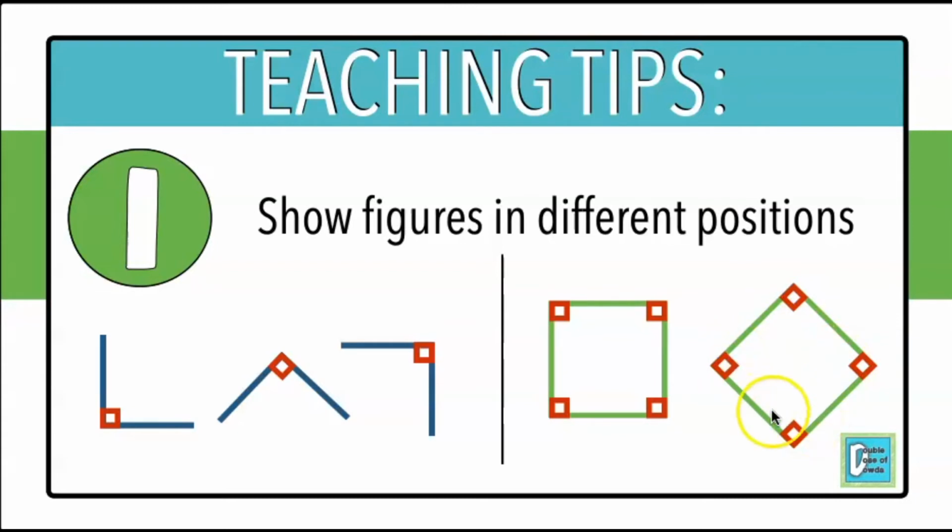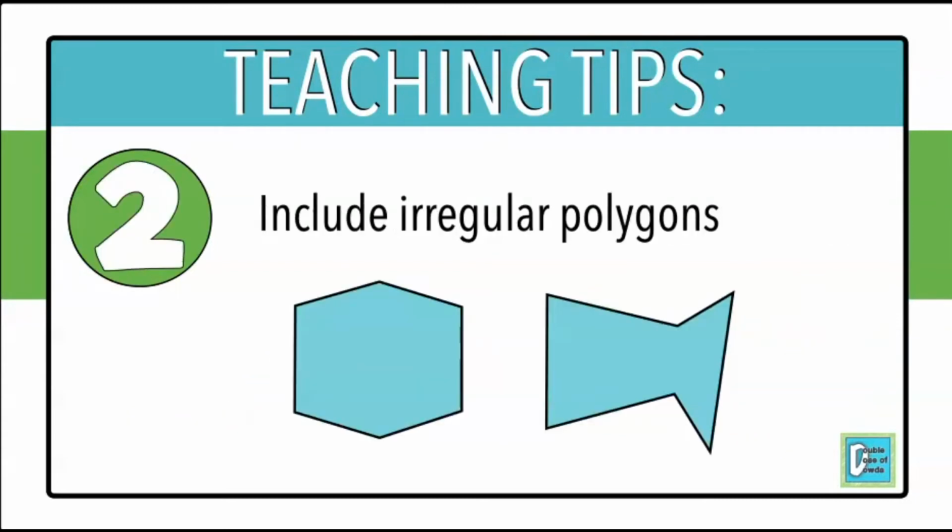Just because it's a square on its side, that does not mean that it is a rhombus and that is the most specific name. Tip number 2 is make sure that you include irregular polygons. So for instance, in this hexagon, students are used to seeing this kind of honeycomb shape, and they can recognize it as a hexagon because it has 6 sides. But in this case, this figure also has 6 sides, but students will sometimes not be as comfortable labeling this a hexagon. So make sure that you're including not only the regular polygons, but also irregular shapes.